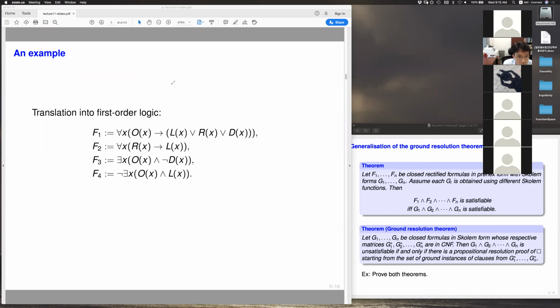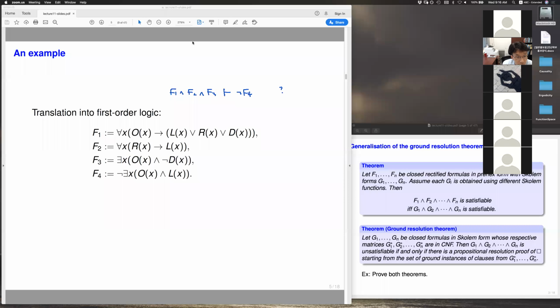So really, the question we asked was whether F1, F2, F3, the conjunction of these three, entails the negation of F4. I mean, we just want to get rid of this negation here. So that's why I just put the negation. And whether this is true, that's what we want to check. Maybe just write it like this.